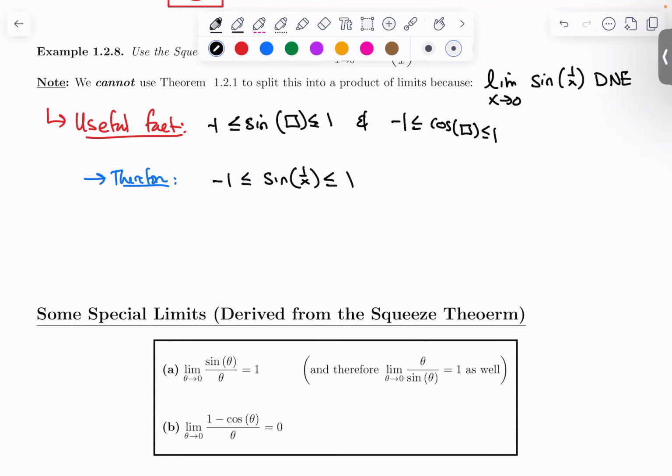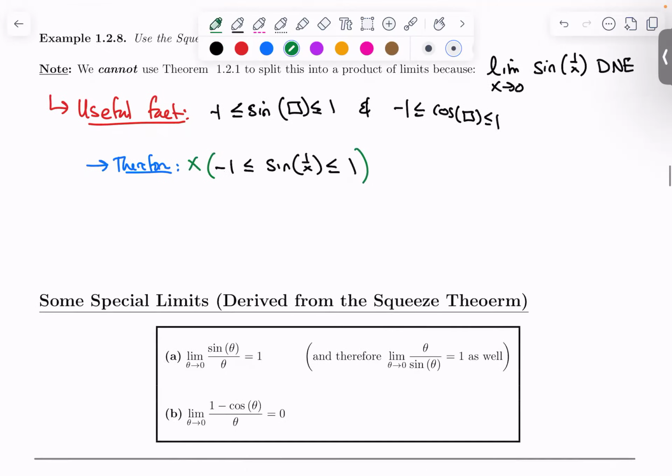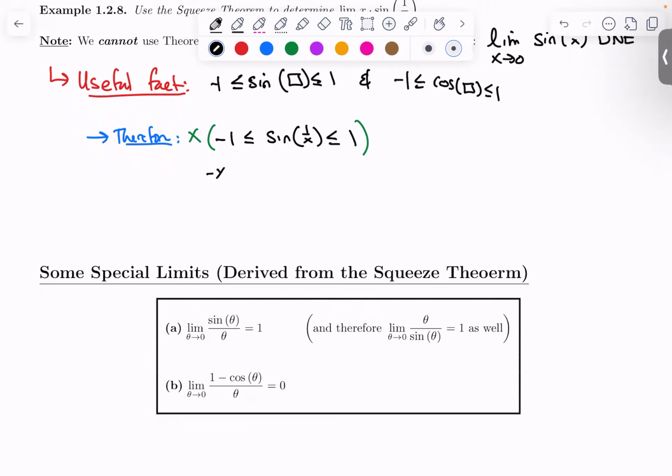So what we can do is multiply this entire equation by x. And so we've got -x is less than or equal to x times sine of 1 over x is less than or equal to x. Now, you should be questioning me on that math. Phil, you just multiplied an inequality by a variable. That's a no-no. When we did that type of thing, we got batted on the nose as a bad student. You don't do that.